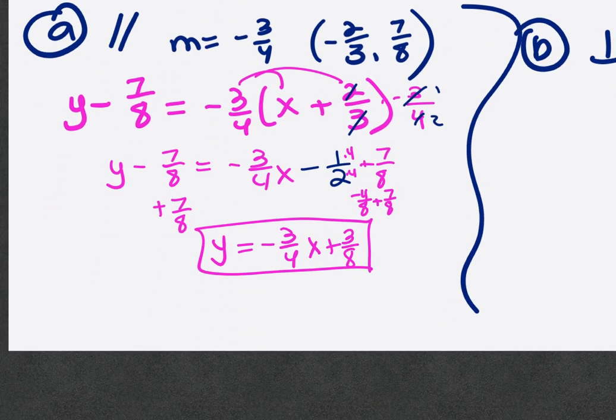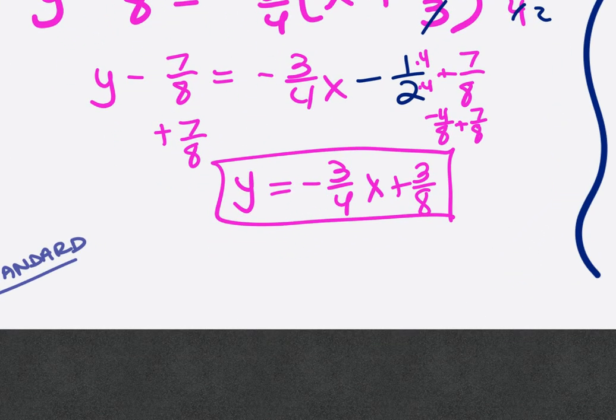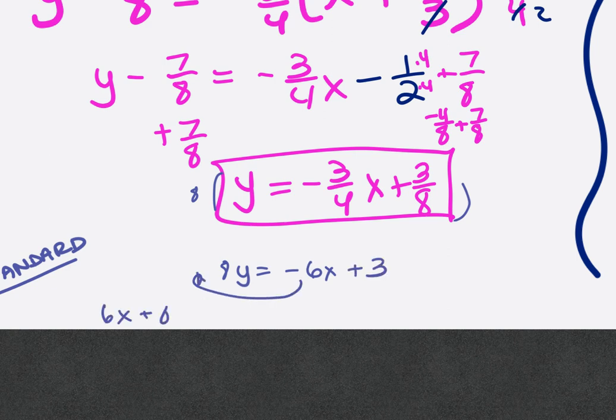If it said find the equation in standard form, what do I have to do with that? I have to move the x on the side with the y and get rid of the fraction. So what would I have to multiply by this time? I'd have to multiply by 8. Least common denominator would be 8. So I'd get 8y equals negative 6, because I'd have to multiply by 2, x plus 3, and then I'd move this over here. So standard form would be 6x plus 8y equals 3. But again, pay attention to your instructions. If it says nothing, it's slope-intercept. If it says standard form, that's when you want to move it into standard form.